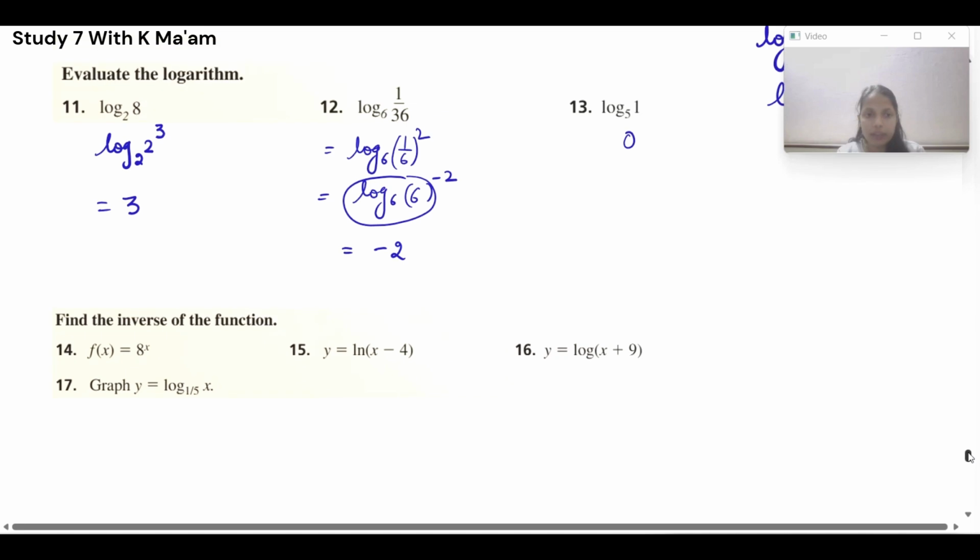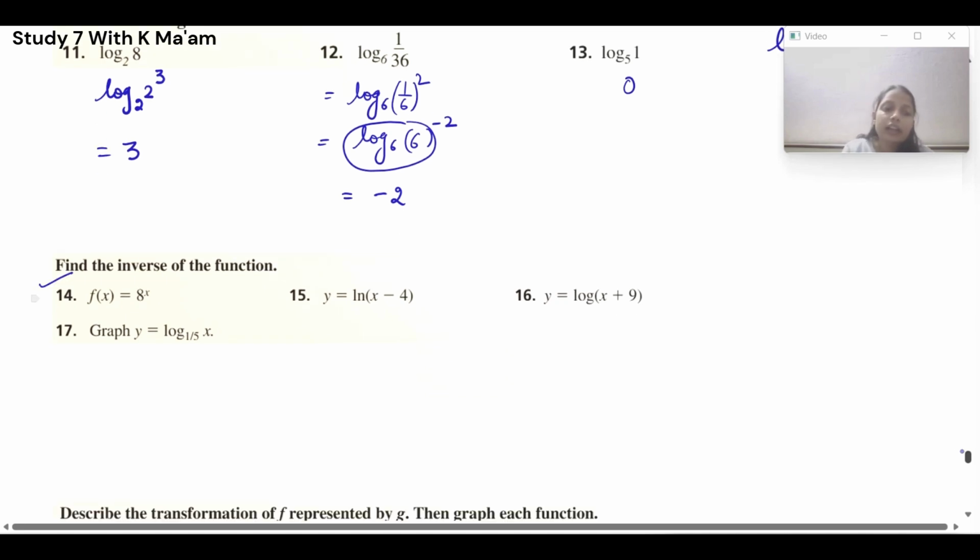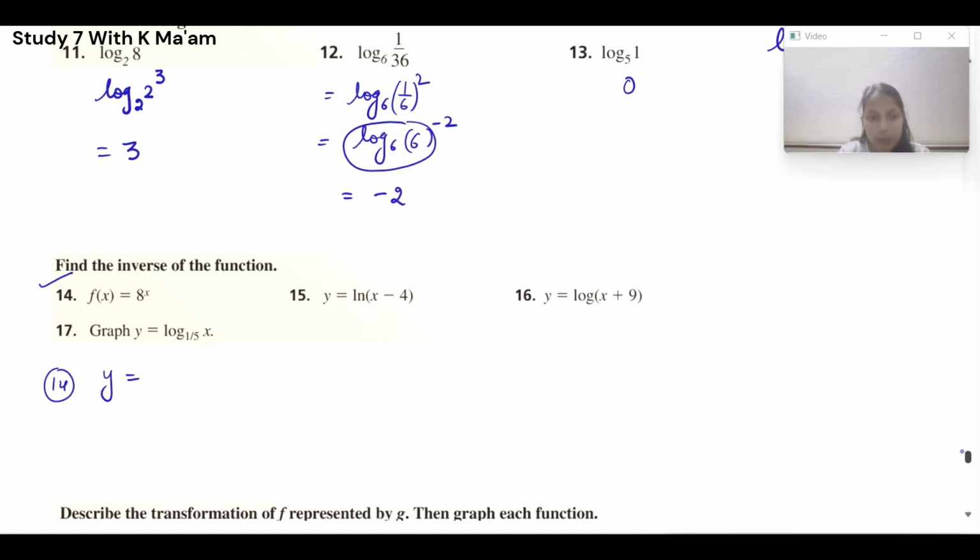Now we have to find the inverse of the function. How to find the inverse? For question number 14, see. First you have to write f(x) as y. So y equals 8 power x. Now replace x with y and y with x. So x equals 8 power y. Now solve for y, or you can say isolate y. I can take log base 8 on both sides and will get y. This is the inverse of the given function, question number 14.